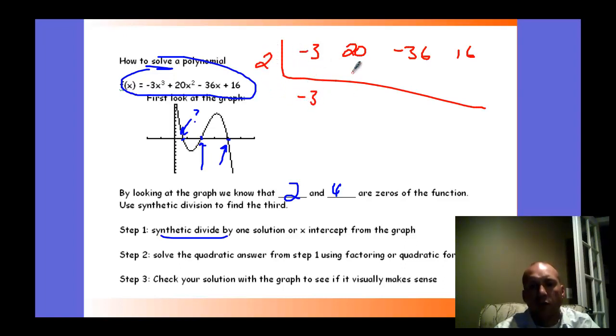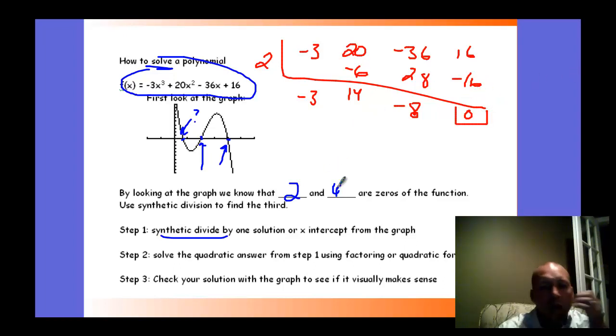So drop the -3, multiply, add, multiply, 28, add, so we have -8. And then multiply 2 times -8, get -16. So we have 0 there, no remainder. So we're going to repeat that same process.